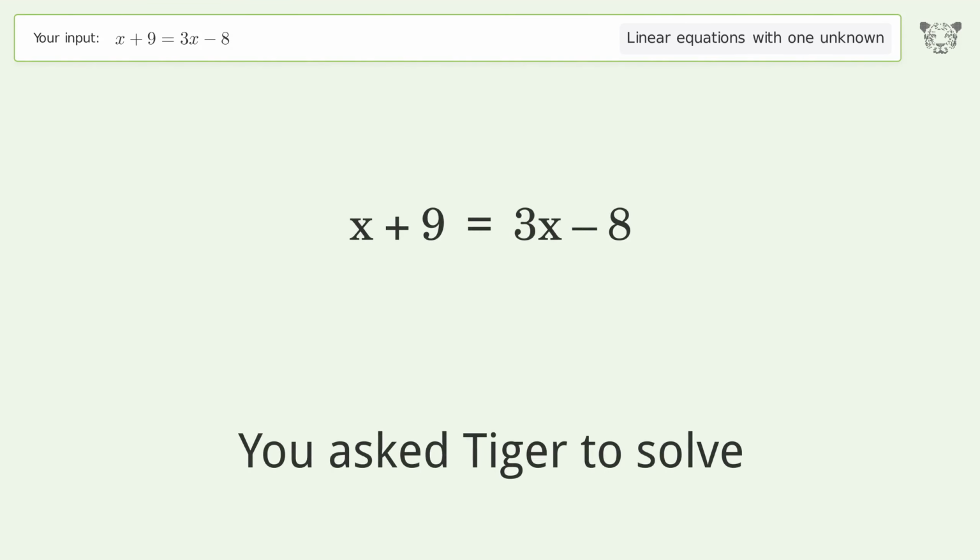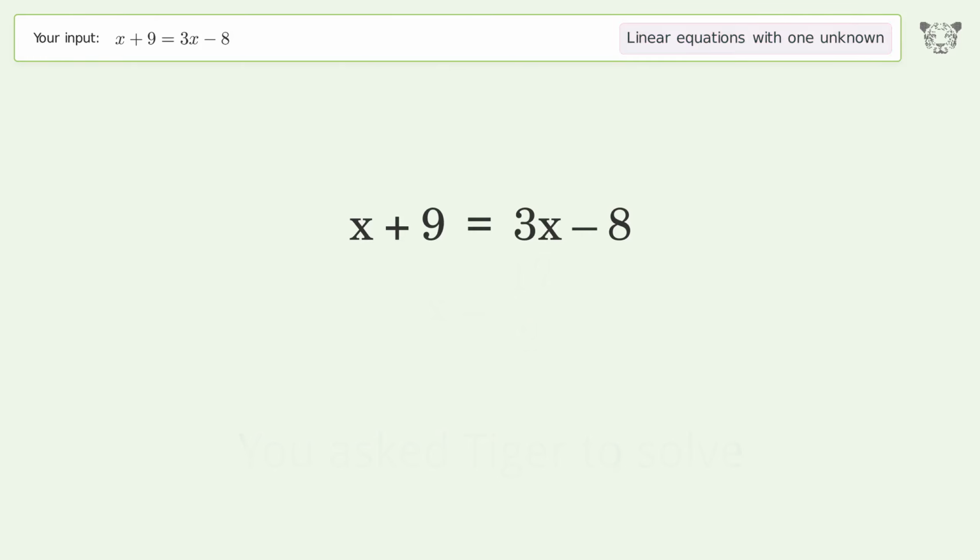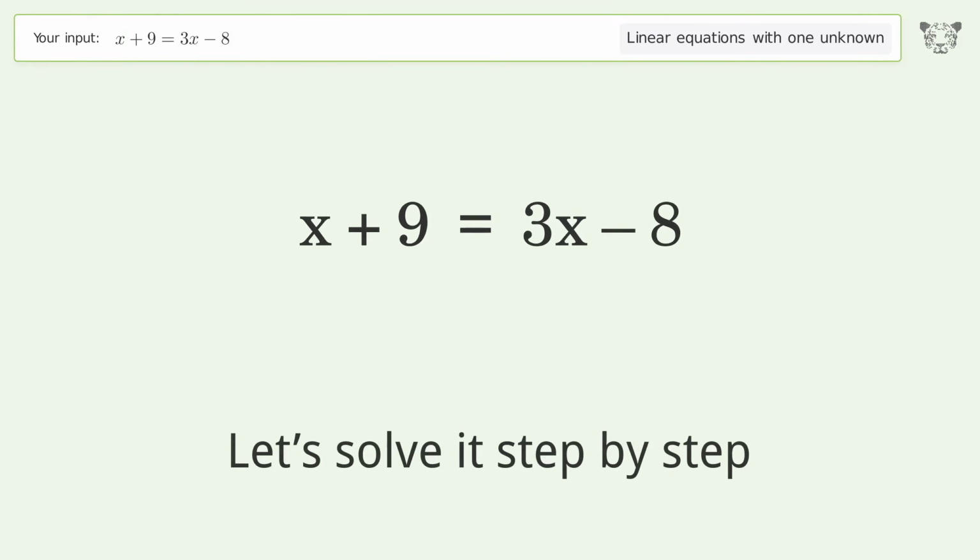You ask Tiger to solve. This deals with linear equations with one unknown. The final result is x equals 17 over 2. Let's solve it step by step.